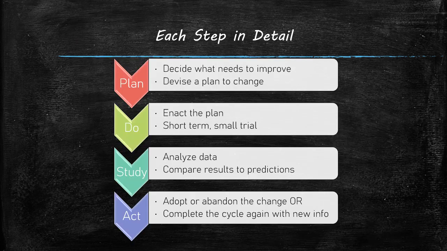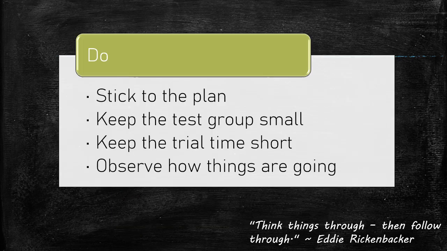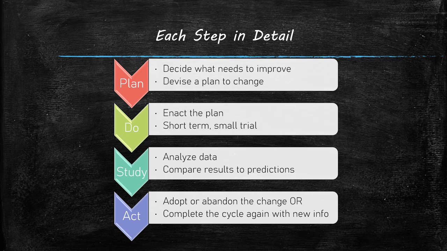This is where we put the plan into action. It's important that we stick with the plan we made. Much like in the scientific method, our observations and data will only have meaning if we're following through with our original plan. If we deviate, our data is compromised. We also need to make sure that we're observing our trial, and in the case of educators, observing our students and their performance. The third step is study.